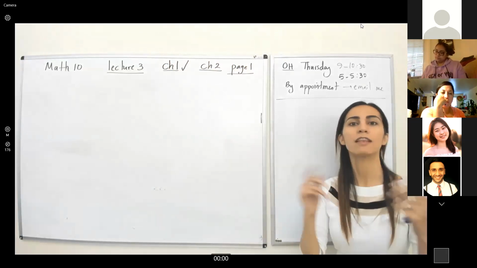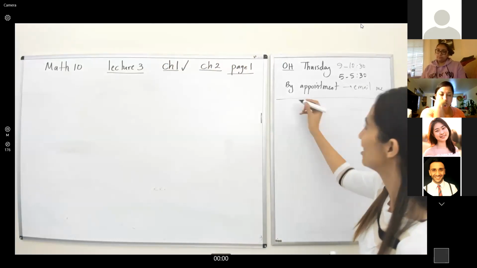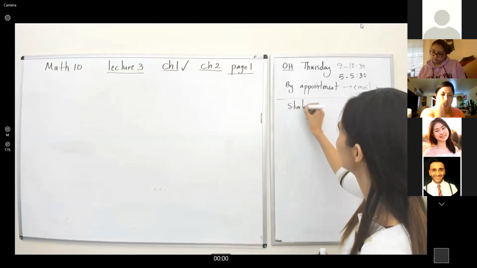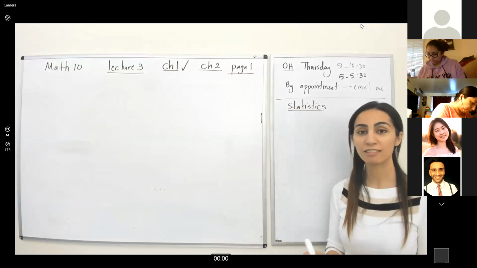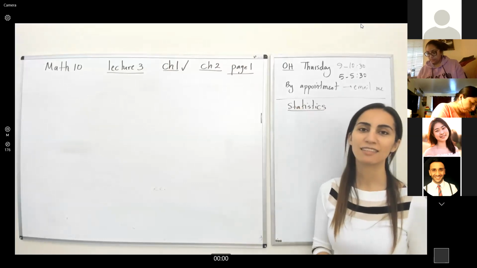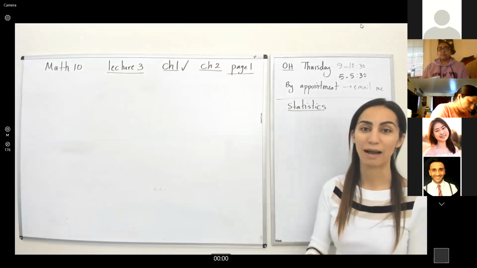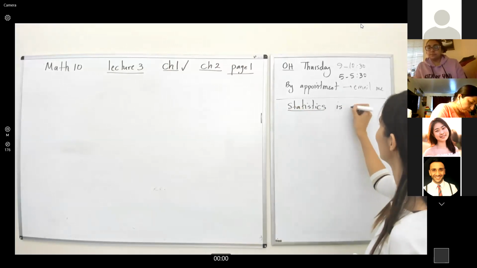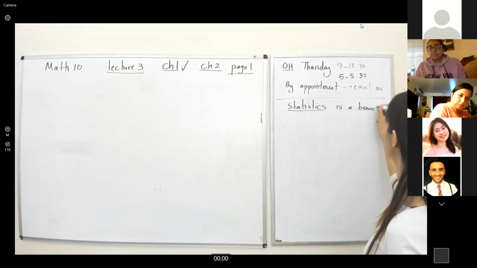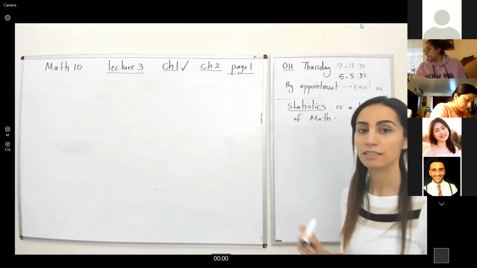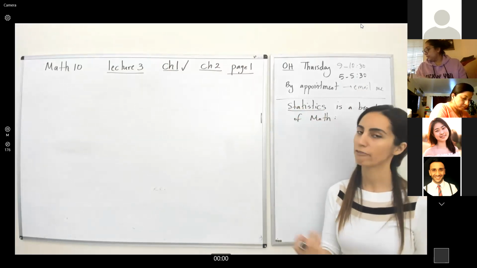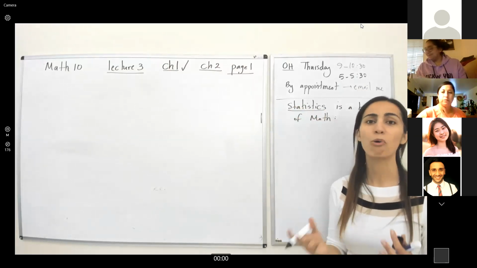So what have we learned so far? We learned about statistics. What is statistics? Statistics is a branch of math. It includes some steps. The very first step is to ask a question.